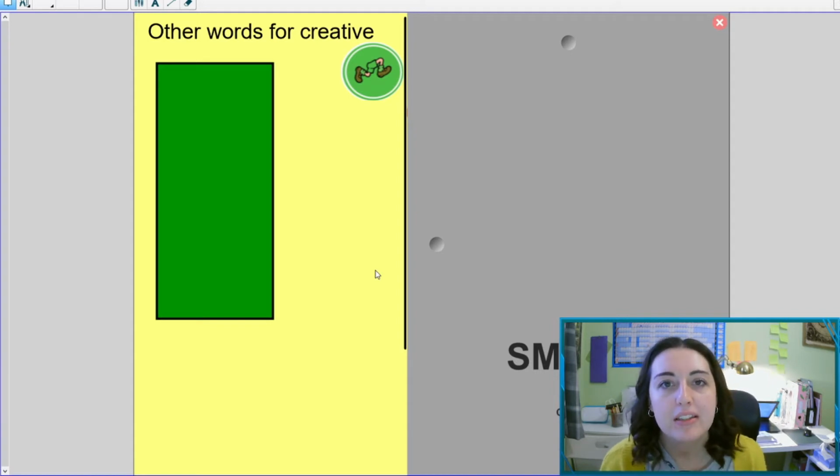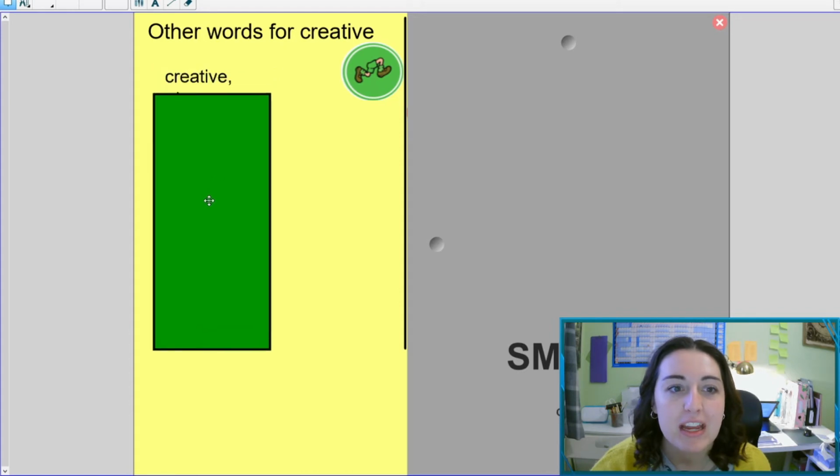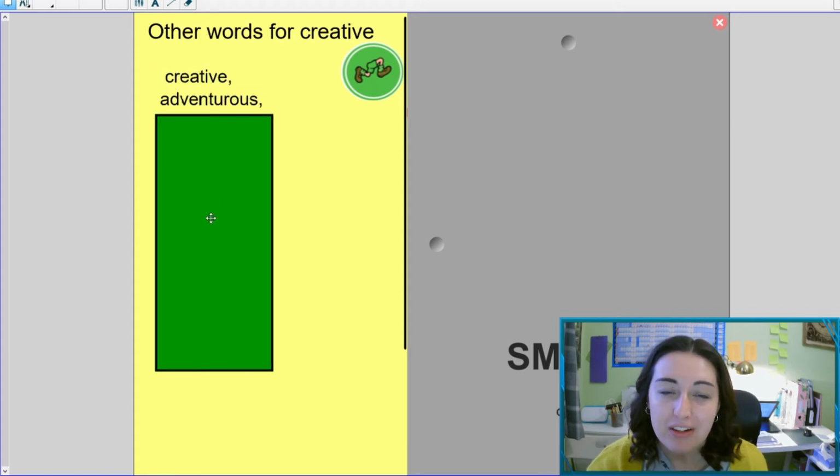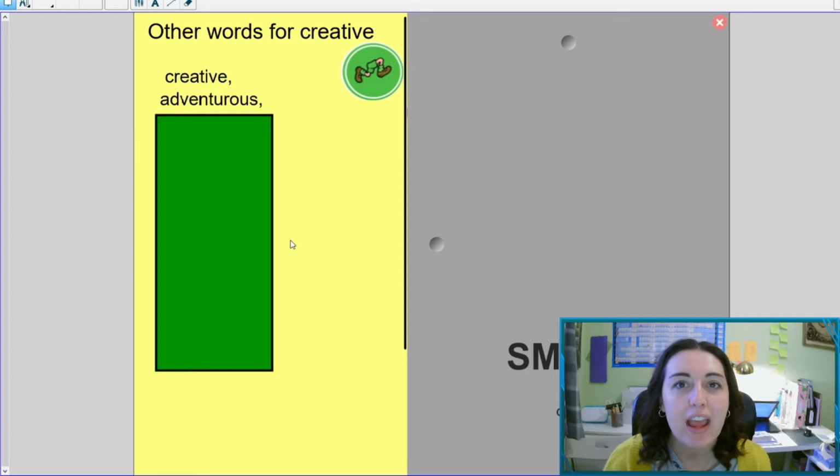So what I'd like us to start off with is trying to find other words for the word creative, which is quite tricky. So thinking about a thesaurus might be good here. So even words like adventurous, so being more creative with our felt tip pens, being more adventurous with our felt tip pens. Can we think of any other words that would describe that we are going to be more creative now? So pause the video and jot them down in your third box, please.